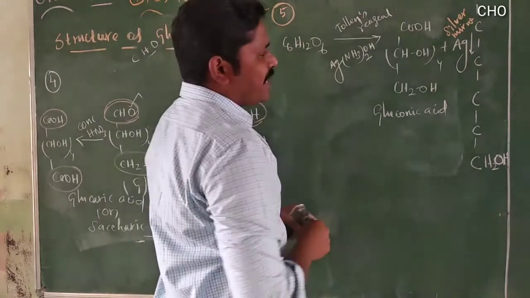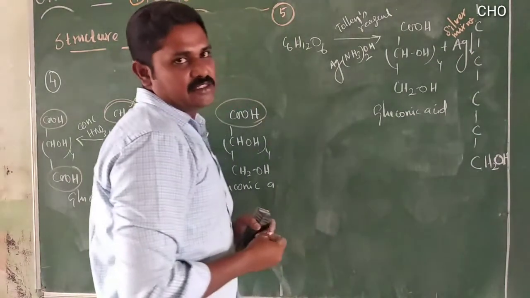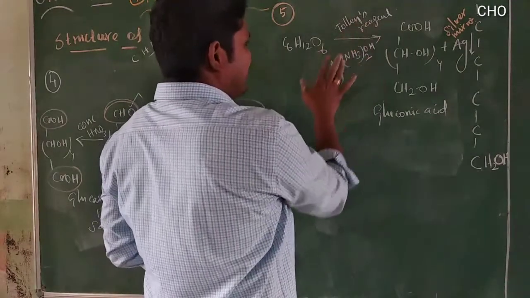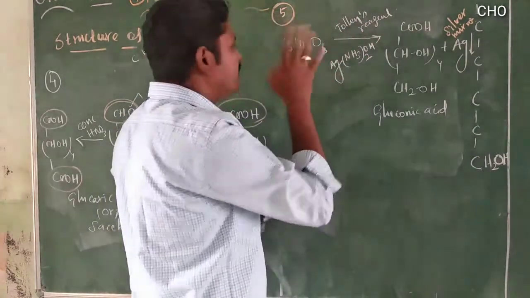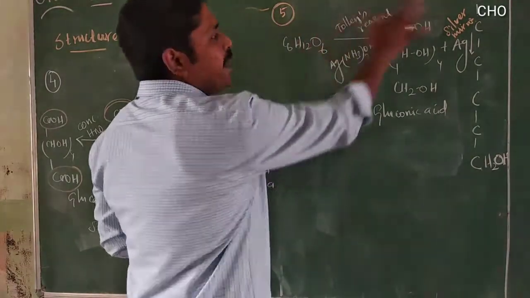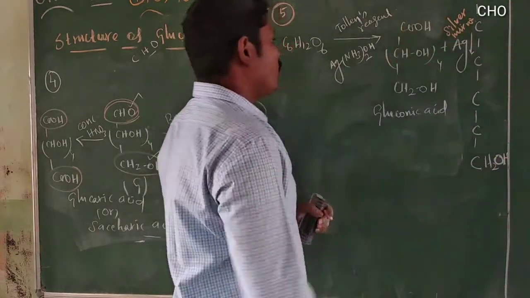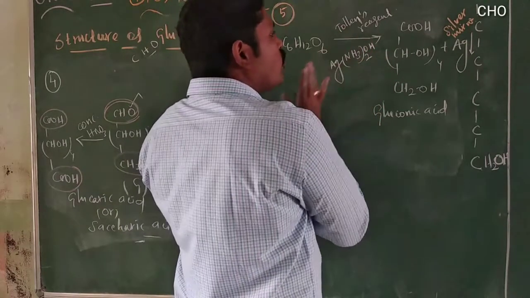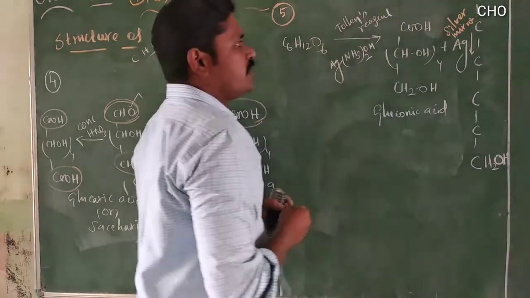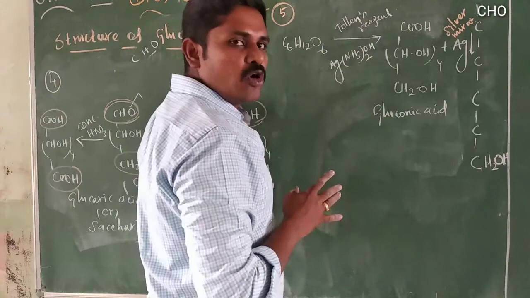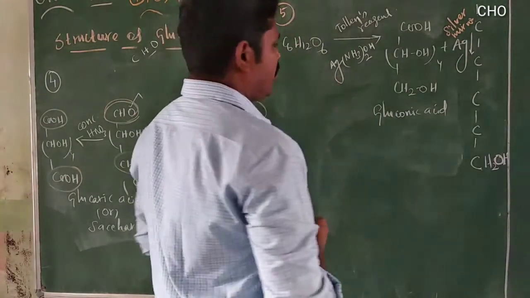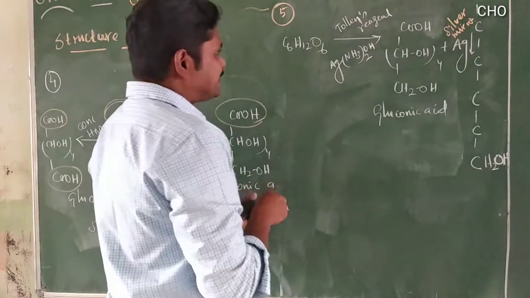The glucose is converted into gluconic acid, right? So Tollen's reagent only oxidizes the aldehyde group. It does not oxidize the keto group. So this confirms that glucose contains the aldehyde functional group. So glucose is an aldohexose.